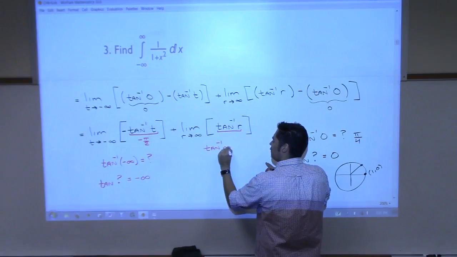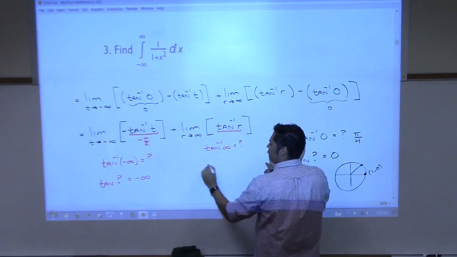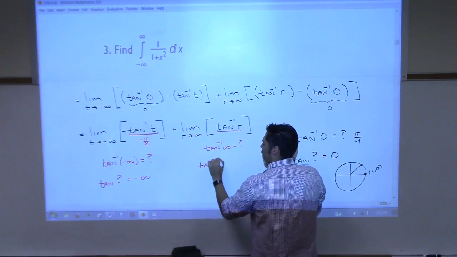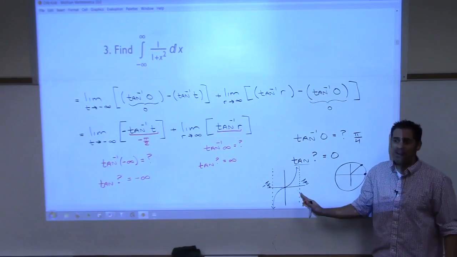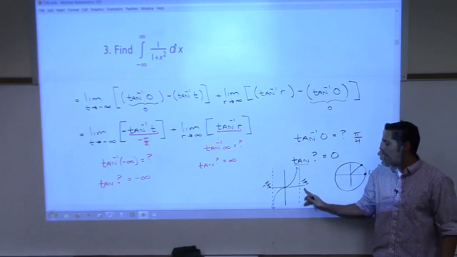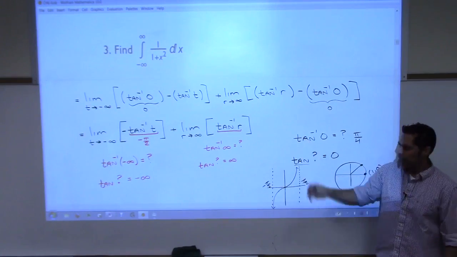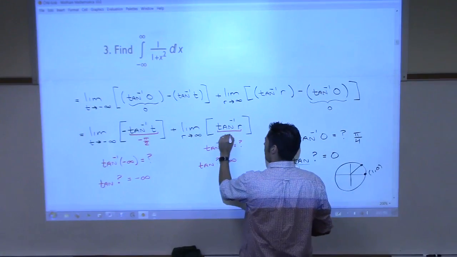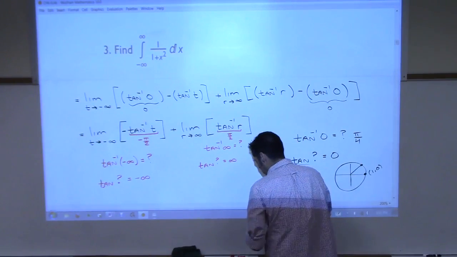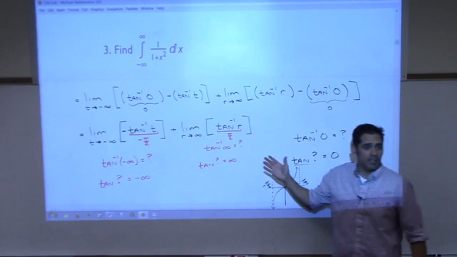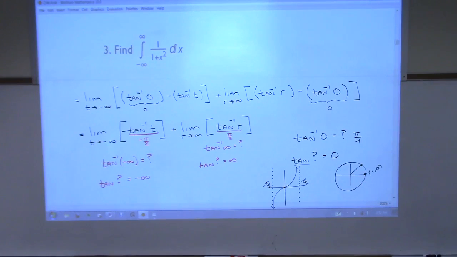So what's arctangent of infinity? Well, that's equal to something, right? That means tangent of something must be infinity. So go back over here. Where is your tangent function positive infinity? At pi over 2, right? So you would get pi over 2 here. I'm going to write everything down again. But do you understand the idea? In the limit, that's where it's headed.